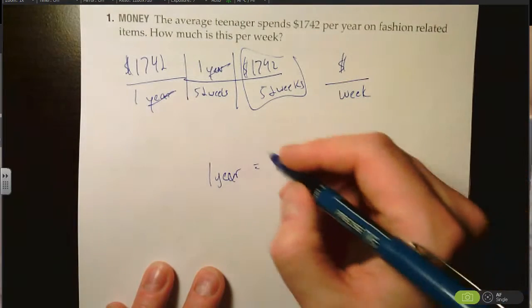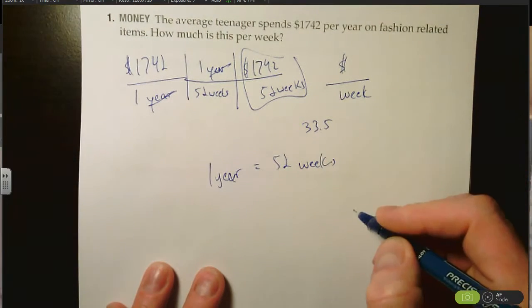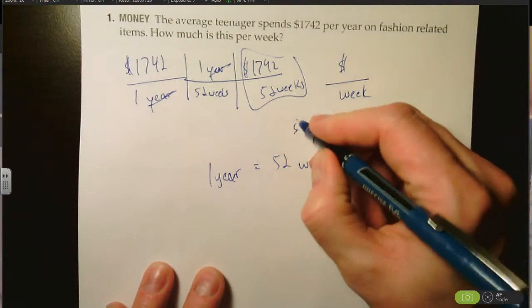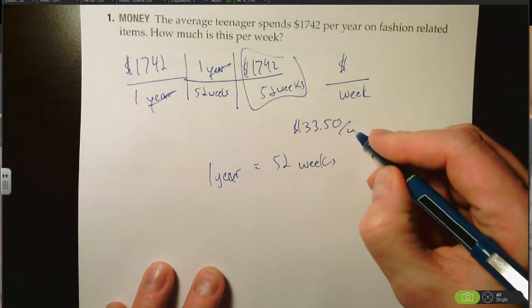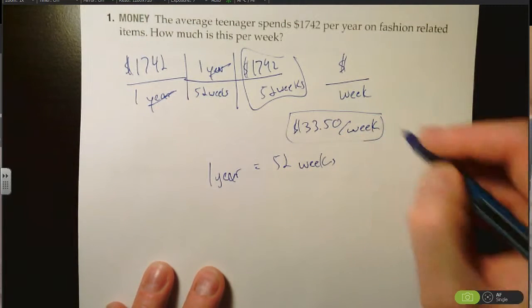Either way, in the end, we end up getting 33.5, which means $33.50 per week. There we go.